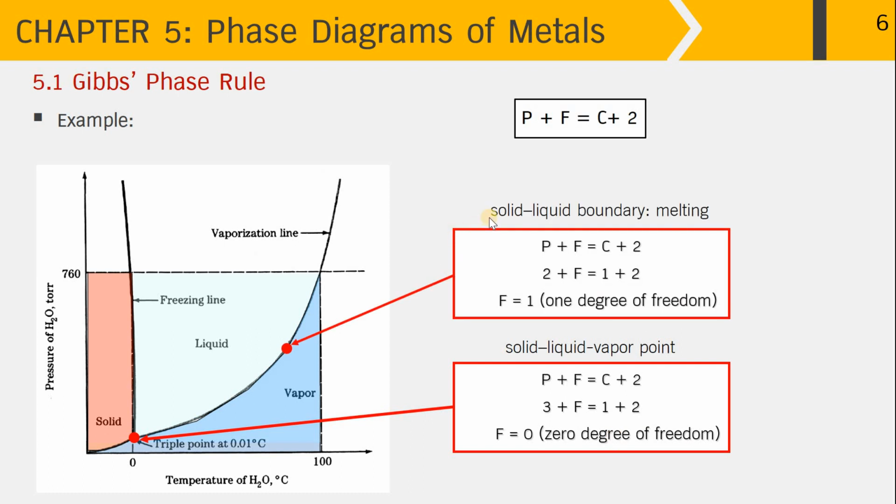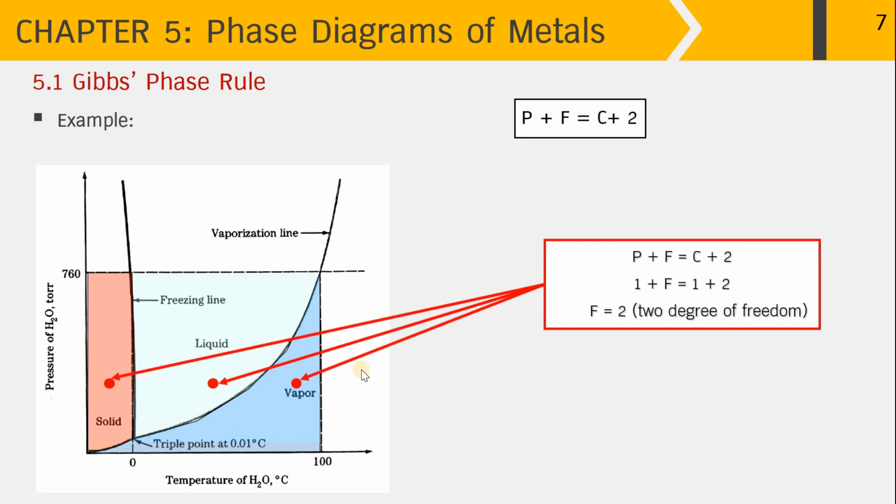And for the second example, on the boundary, which is over here, along the vaporization line, you can recognize that there are two phases, the liquid and the vapor. So there are two phases over here, and still one component of H2O. At this point, we have F equals 1, so we have 1 degree of freedom. It means we can move along the line and stay in two phases altogether. That is the same in the solid-liquid boundary, or the melting line.